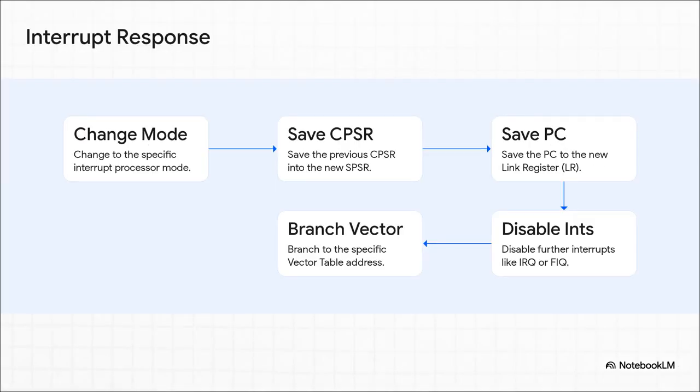So whenever one of these interrupts strikes, the hardware kicks off this automated step-by-step response. It instantly changes the processor mode, backs up the current program status register, saves exactly where it left off in the code to the link register, disables any further interruptions, and then branches off to a vector table address to run the software handler. Phew, that's a lot, but this sequence securely pauses your perfectly optimized loop, handles the hardware crisis, and then drops you right back where you started without missing a single beat.